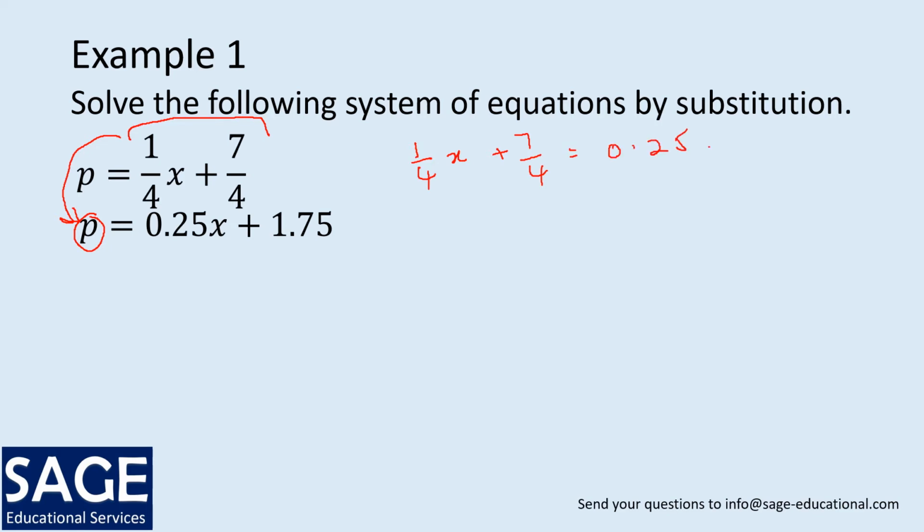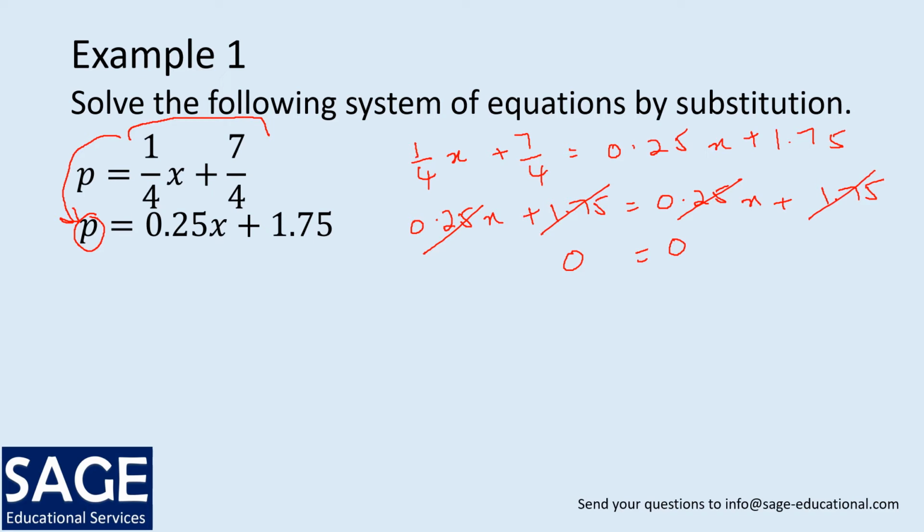0.25x plus 1.75. And this gives me 0.25x plus 1.75 is equal to 0.25x plus 1.75. And if I solve this, I will get 0 is equal to 0, because I can cross out 0.25x on both sides, and I can also subtract 1.75 from both sides, leaving me with 0 equals 0.